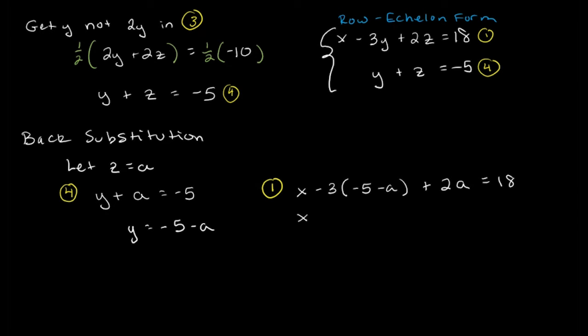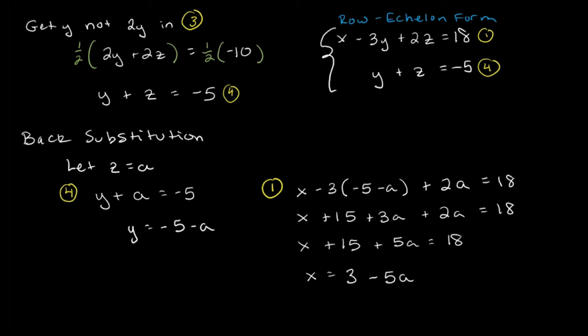So I'm going to start by distributing here. I get plus 15 plus 3a plus 2a equals 18. x plus 15 plus 5a equals 18. I'm going to subtract 15 from both sides and subtract 5a from both sides. 18 minus 15 is 3. And then I subtract 5a. So I probably should write that down. Minus 15 minus 5a, minus 5a.